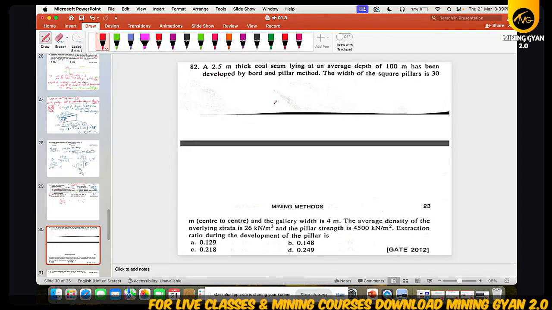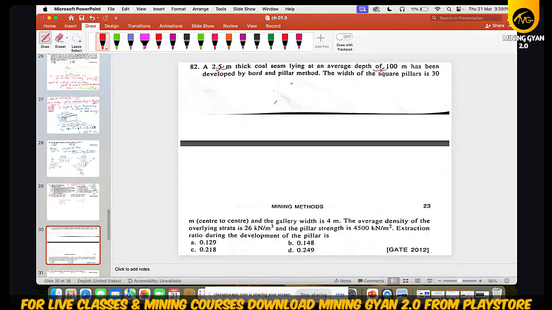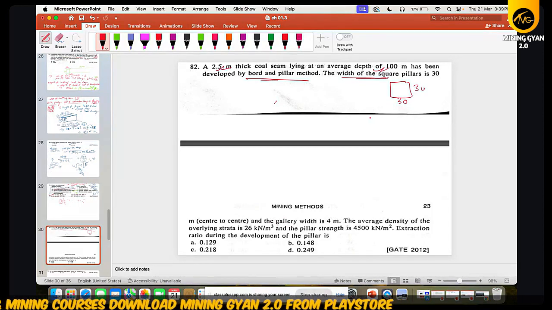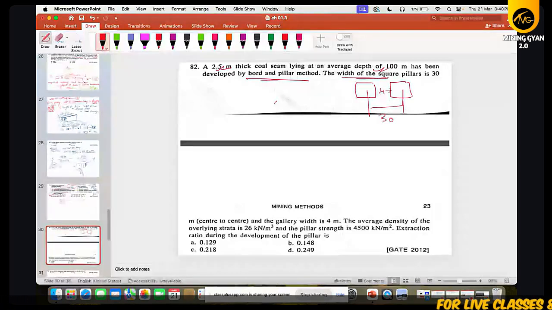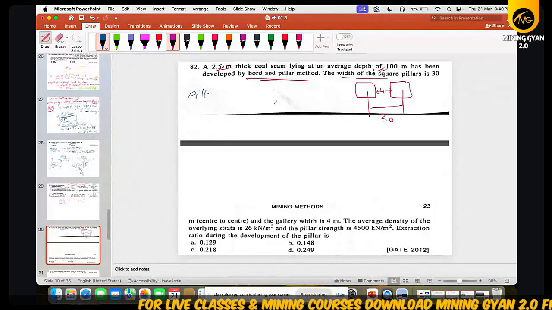So in this question they have provided a 2 meter thick seam, depth 100 meter, developed by board and pillar. The width of the square pillar is 30, square pillar means 30 by 30. And the center to center distance, this is not the pillar, this is the center to center distance. So this is 2 pillars and the center to center distance is 30, and the gallery they have provided as 4 meter. We have discussed this type of question, how to calculate pillar length, pillar width.